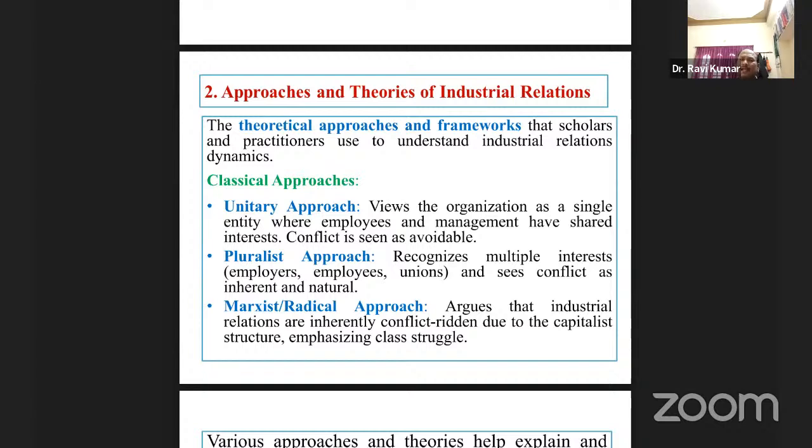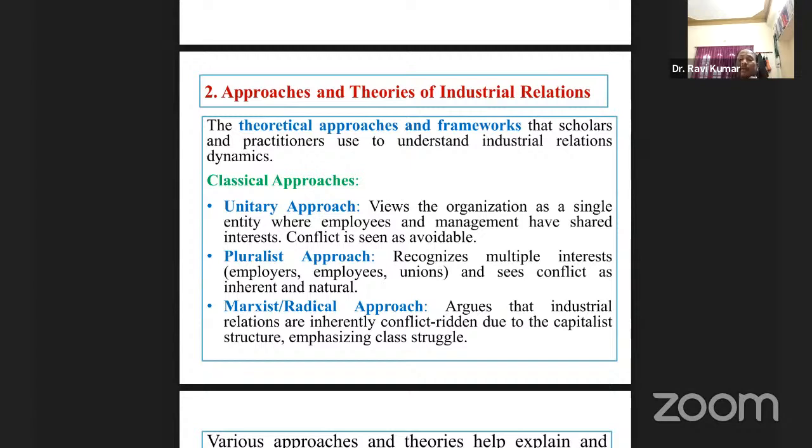The classical approaches. The unitary approach views the organization as a single entity where employees and management have shared interests, and conflict is seen as avoidable. So in the unitary approach, this single organizational entity, the employees and management have a shared interest in how industrial relations must be kept in a good, strong approach.